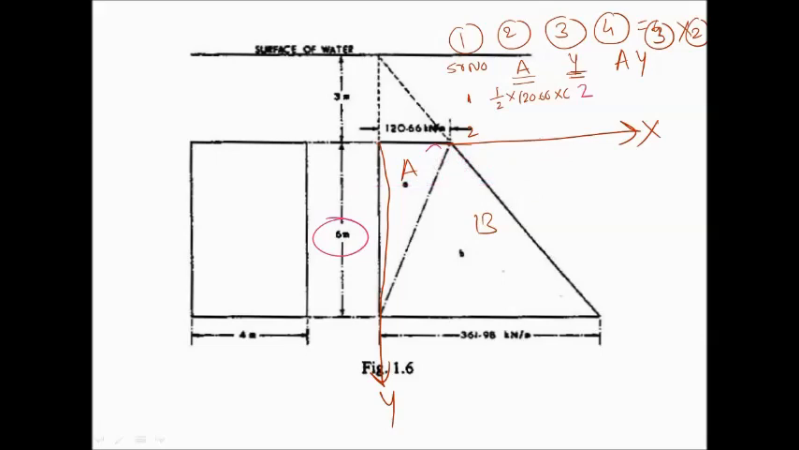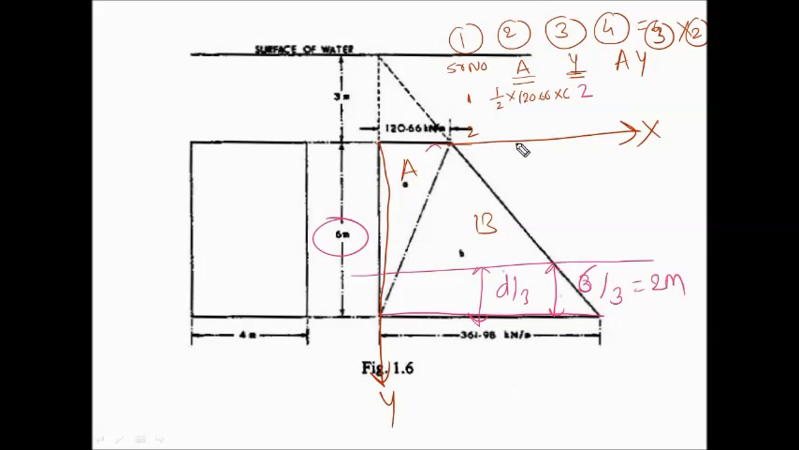the second figure. For the second figure, that is your B. For B, the base of the triangle B is this one. So the centroid of triangle B will be somewhere here, and from the base this distance will be d by 3. So the total depth of this triangle is 6 meters. So this will be 6 by 3, so it will be 2 meters.